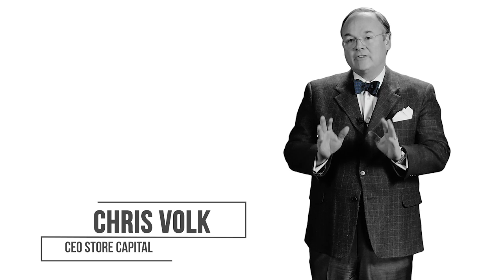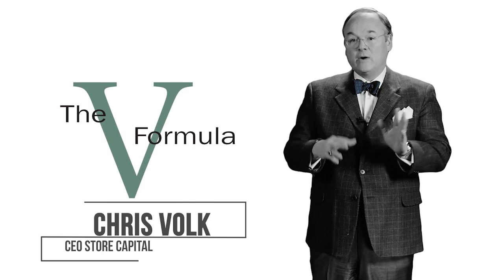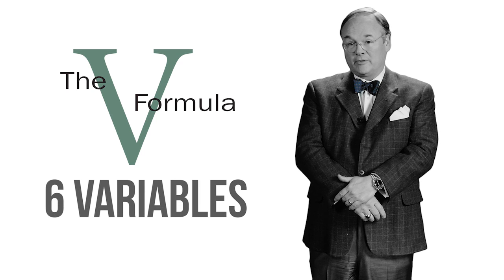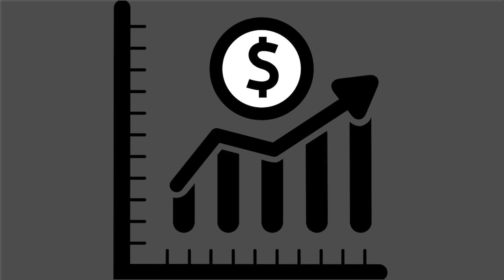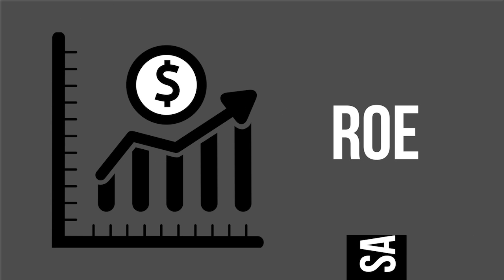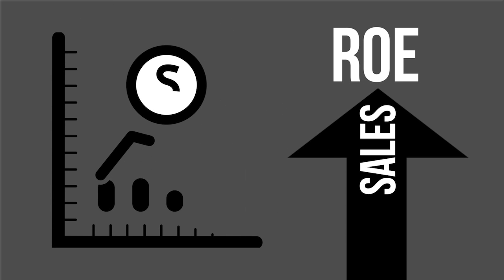In the previous video, I discussed the creation of the V Formula. So now I'd like to talk about its 6 variables. So first is sales. The notion of return on equity, or ROE, is heavily sales driven. The greater the sales are, the greater the operating profits.